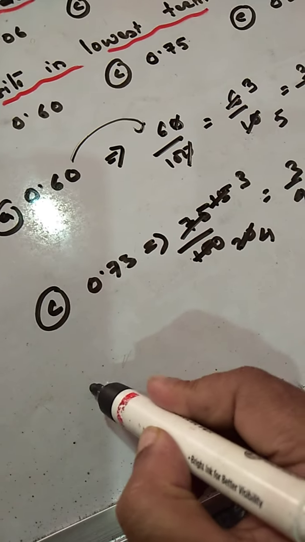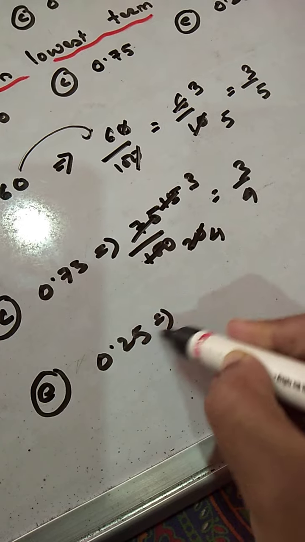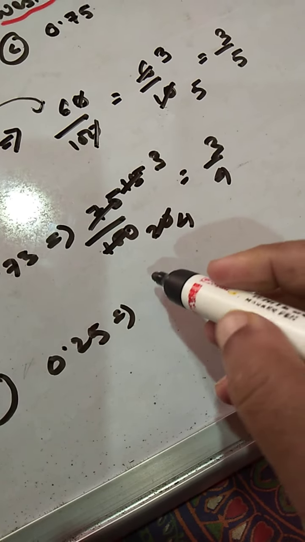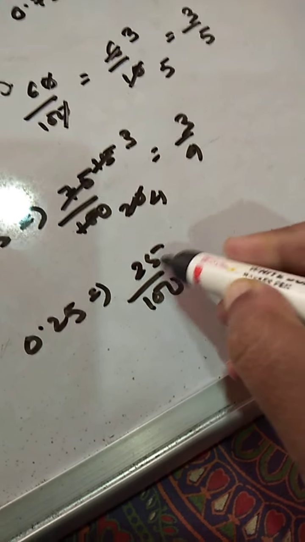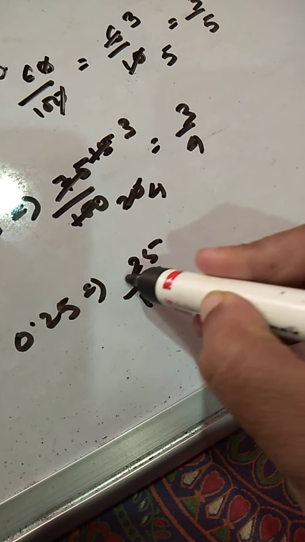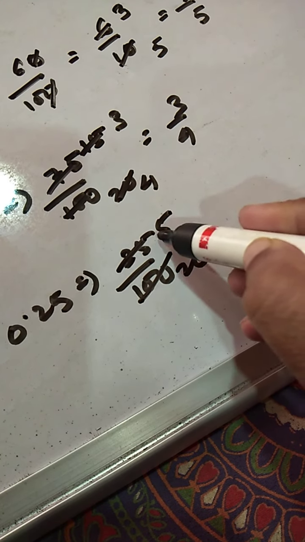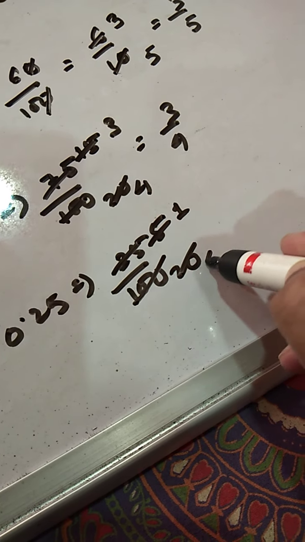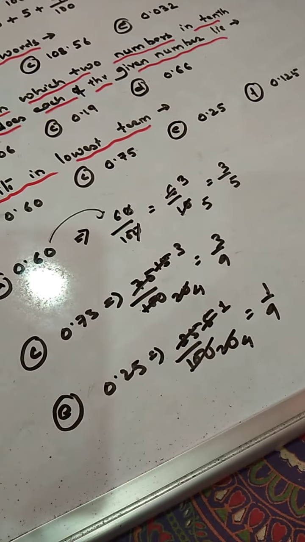Let's see sum number E, 0.25. Again, after decimal, we have how many numbers? Two digits. So 25 by 100. So again, these two numbers can be reduced by 5. So 5 5s are 25, 5 20s are 100. 5 1s are 5, 5 4s are 20. So the answer is 1 by 4.